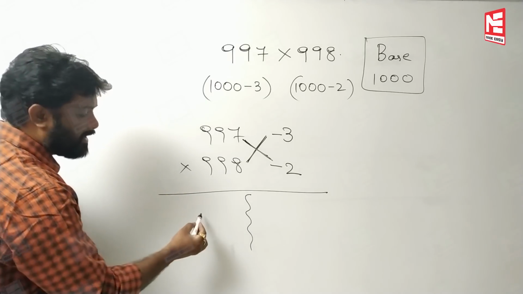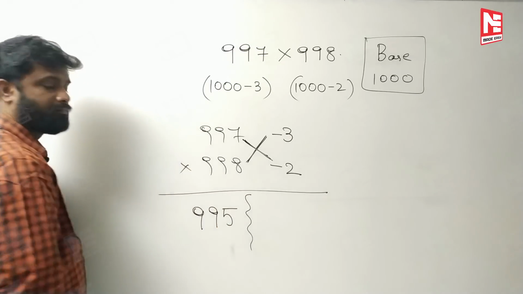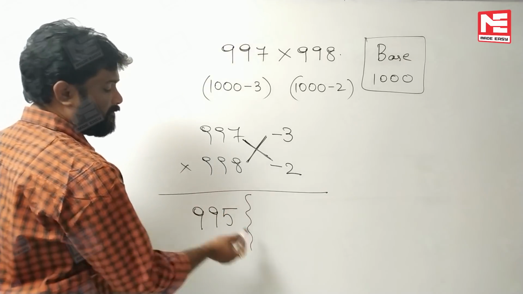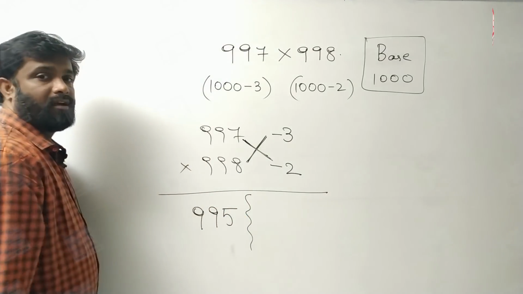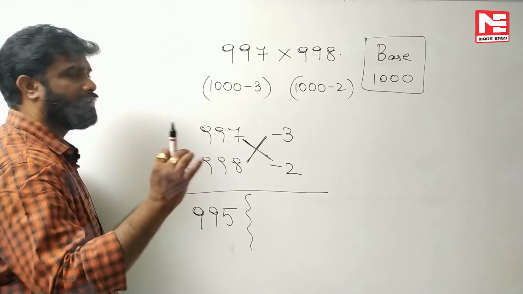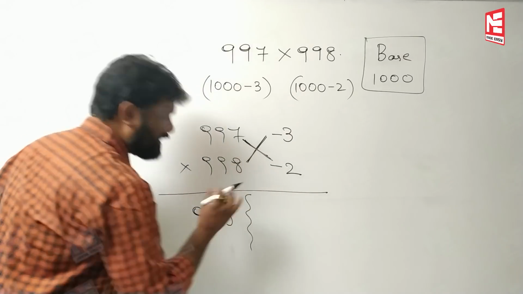You can see here that 995 I am writing here, 995, right? Now the leftmost part is over. How to write the rightmost part? How to write the right side part? Friends, before writing the right side part, one small careful step you have to take.